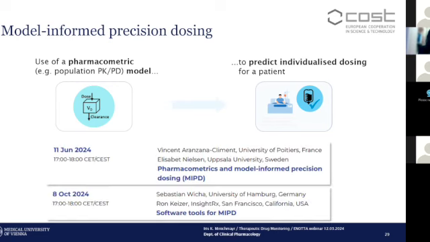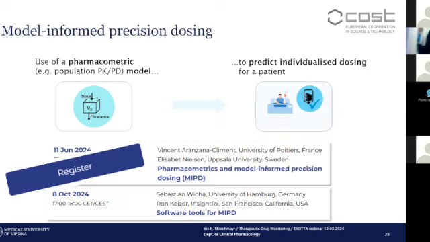There will be 2 upcoming ENOTA webinars that will present these techniques in more detail, one highlighting more general concepts and the second one focusing on software tools. So we hope to also see you at these webinars.